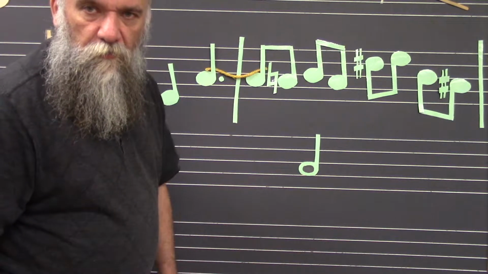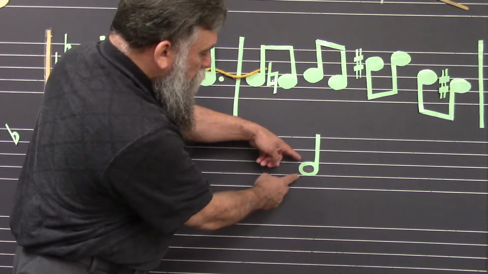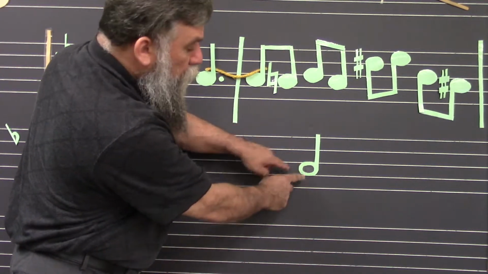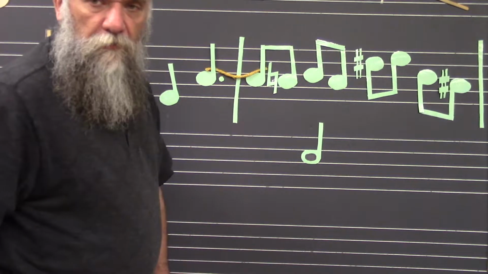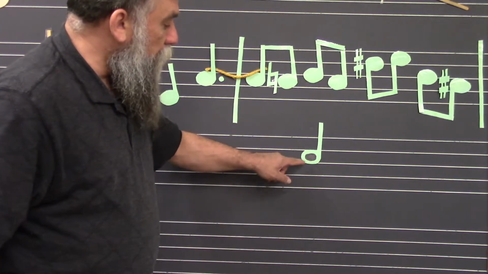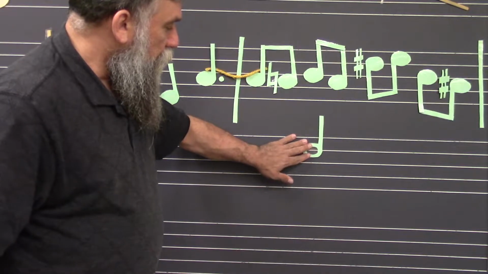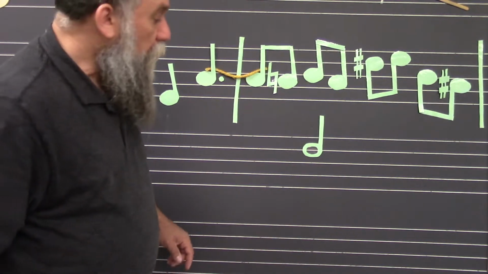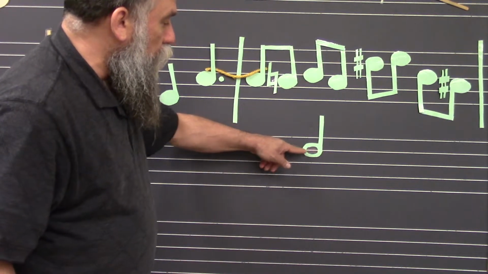And just out of curiosity, let me see if you understand lines and spaces. Is this on a line or a space? It's on a space because it's between the two lines. Is this on a line or a space? This is on a space. It's between the two lines. Is this on a line or a space? It's on a line because the line goes through it.